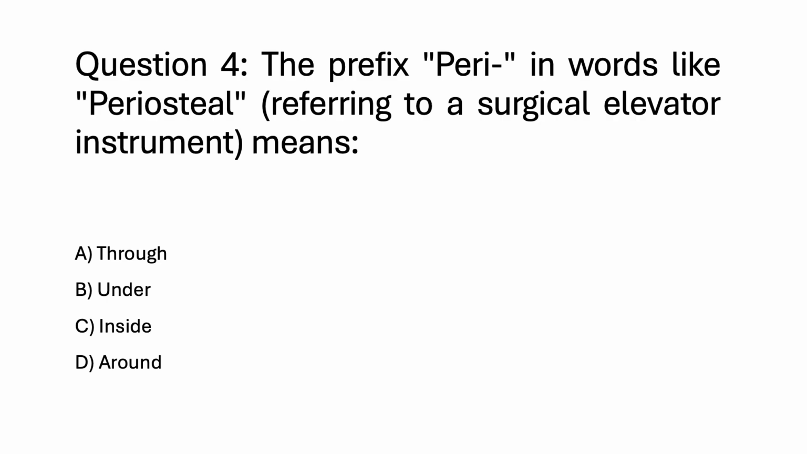Question 4. The prefix peri, in words like periosteal, referring to a surgical elevator instrument, means A. through, B. under, C. inside, D. around.